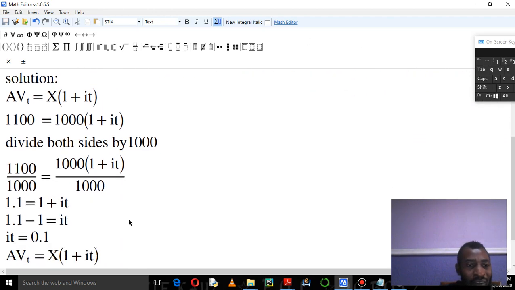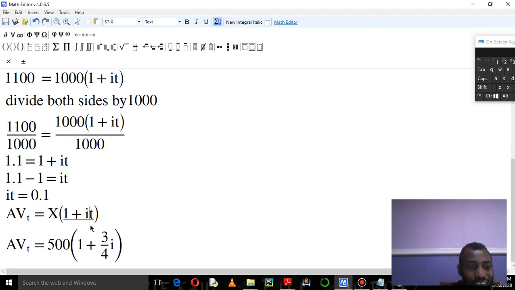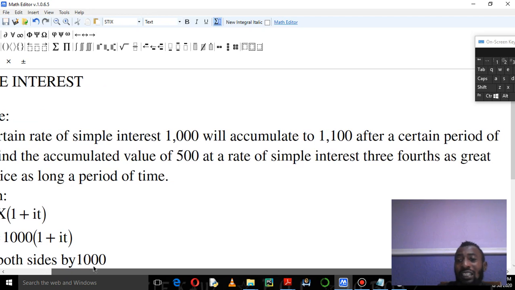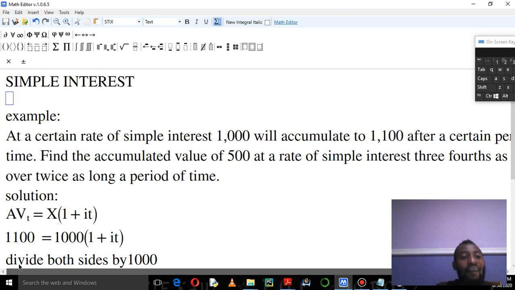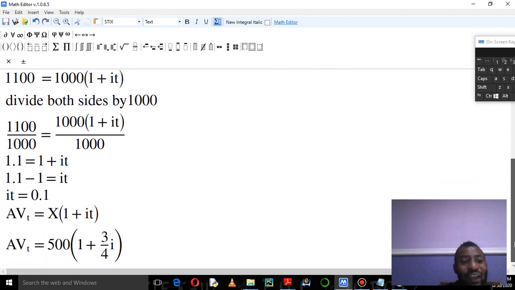So now instead of writing this I, you'll be writing 3 over 4 of I, because you were told the rate of simple interest is 3/4 as great. And our time is over twice as long a period of time. Over twice as long a period of time means 2 times T.